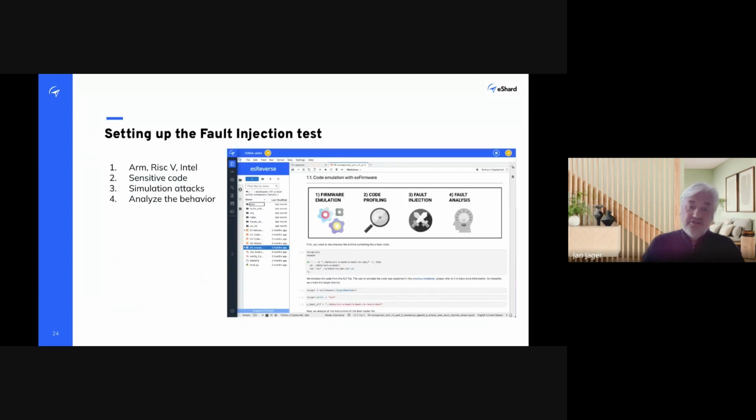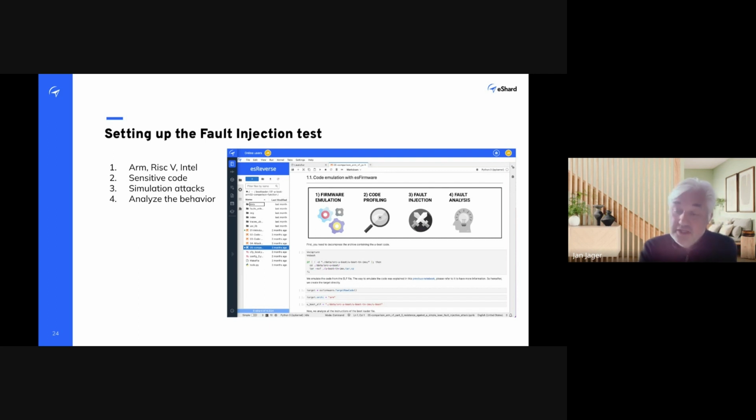So setting up the fault injection test, here you see a screenshot of one of our Jupyter notebooks that explains the fault injection on firmware. There are a few steps that you have to take. First, the architecture, like I said before, ARM, RISC-V, or Intel. But if you have an architecture that has QEMU emulation, then I think it would also be possible with some tailoring to do that as well.